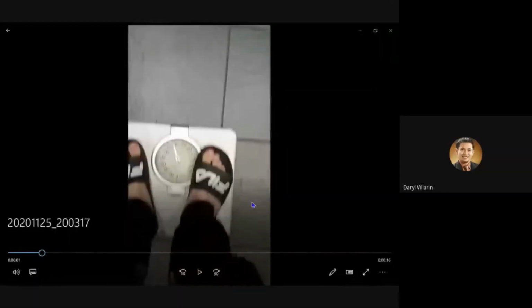Actually, this is me taking an elevator going up. Try to observe what happens. Can you see that? It should be a video file. Can you see that? Anyone? Okay, so this is me taking the bathroom scale.